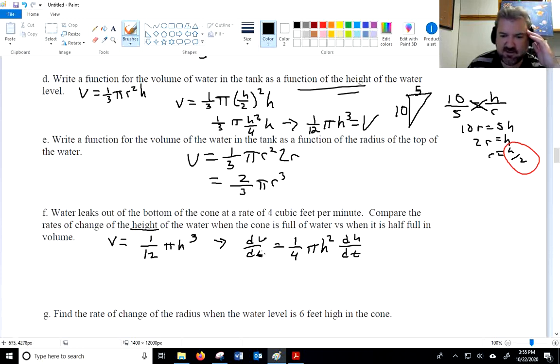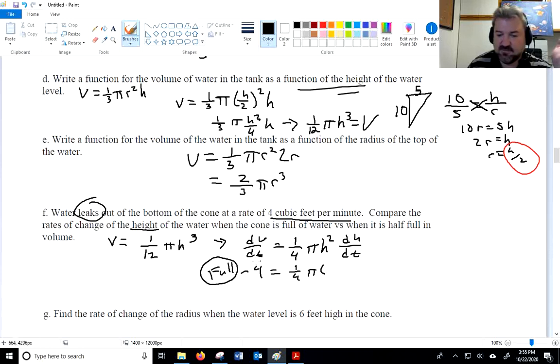We just need to compare. We need to know the rate of change in the volume. Well, it tells us water leaks out of the cone at a rate of 4 cubic feet per minute. Leaks, so that's -4, is equal to 1/4 pi. Well, when it's full, h is 10, right? So that makes that 100 divided by 4 is 25. So that's a -4 over 25 pi.